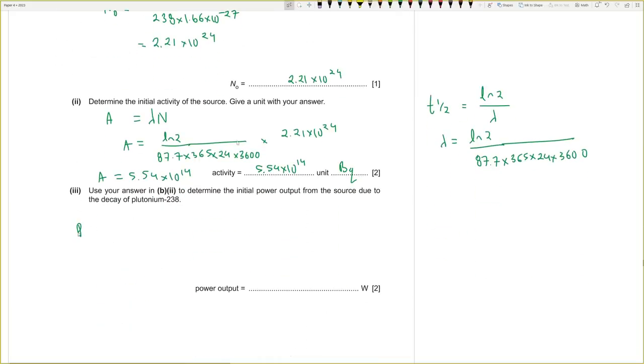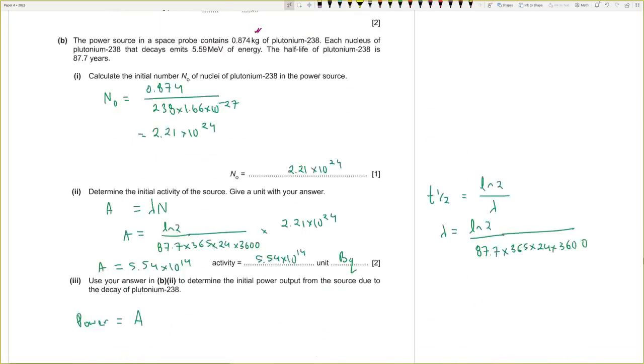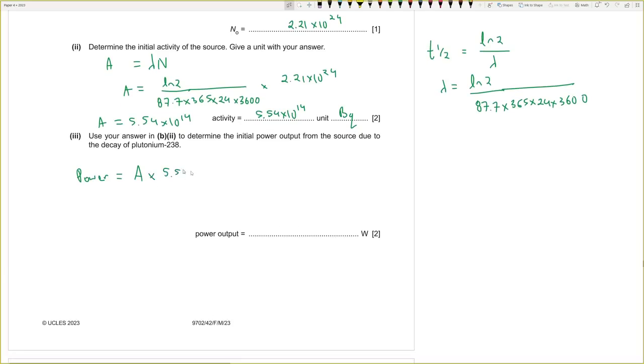So simply put, the power will be the activity, because this gives us the number of plutonium nuclei decaying per second, times the energy emitted by each plutonium nucleus. So activity times 5.59. Let's do this. 5.54 times 10 to the power 14 times 5.59 times 10 to the power 6 times 1.60 into 10 to the power minus 19. I converted to joules. Perfect. So we're getting an answer of 496, correct to 3SF.